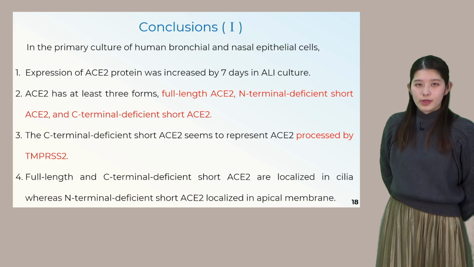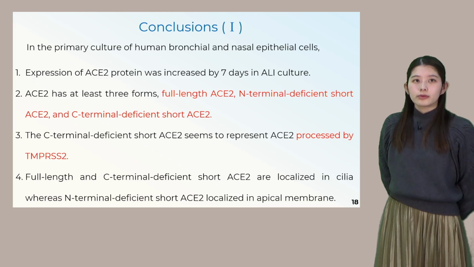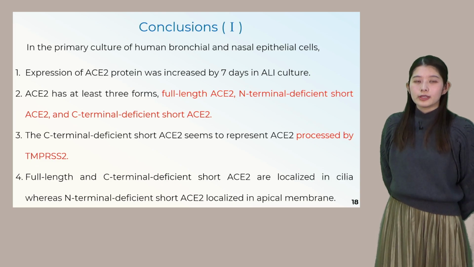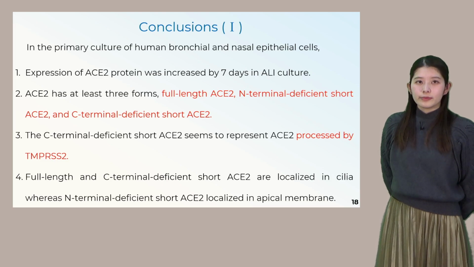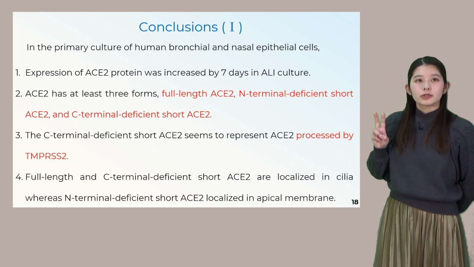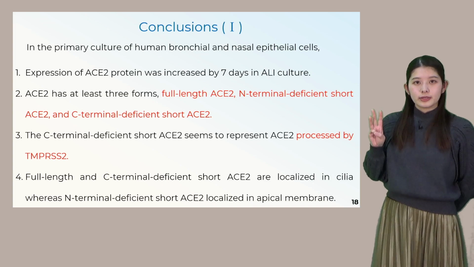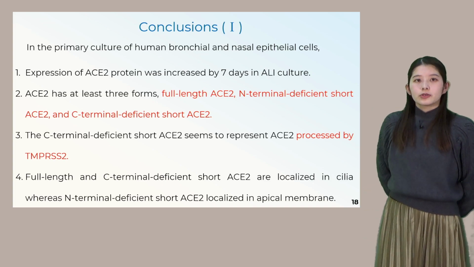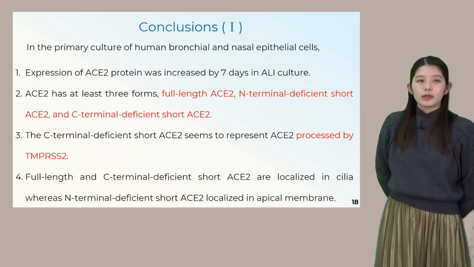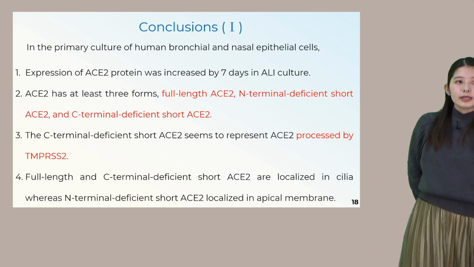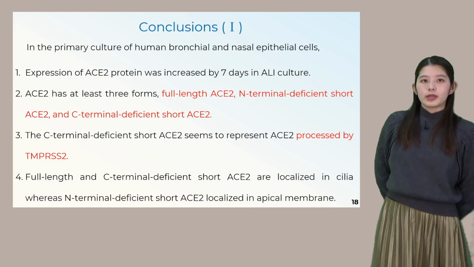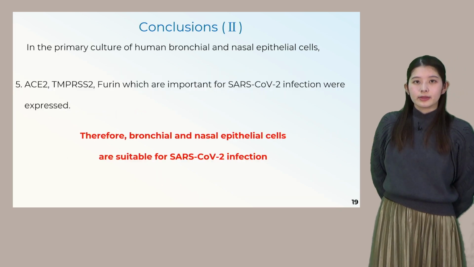That is all for my results, and in conclusion, in the primary culture of human bronchial and nasal epithelial cells, expression of ACE2 protein was increased by 7 days in LLI culture. ACE2 has at least 3 forms: full-length ACE2, N-terminal deficient short ACE2, and C-terminal deficient short ACE2. The C-terminal deficient short ACE2 seems to represent ACE2 processed by TMPRSS2. Full-length and C-terminal deficient short ACE2 are localized in the cilia, whereas N-terminal deficient short ACE2 localizes in the apical membrane.